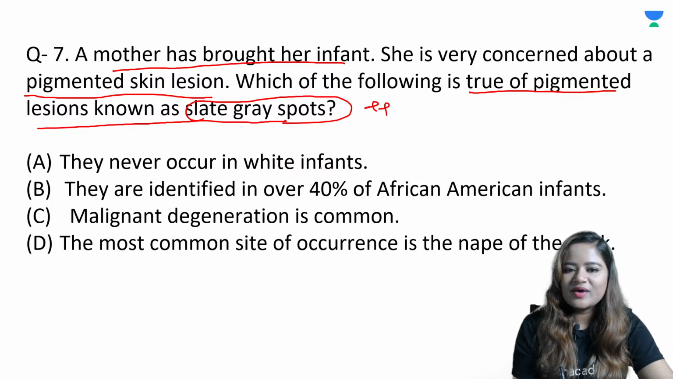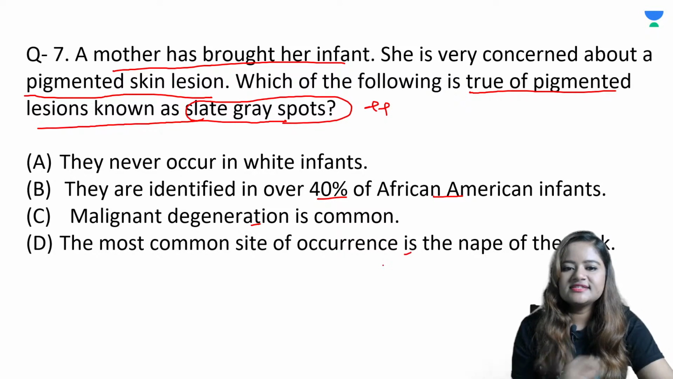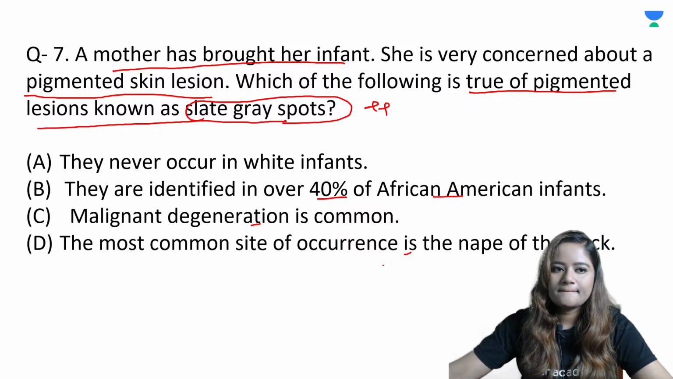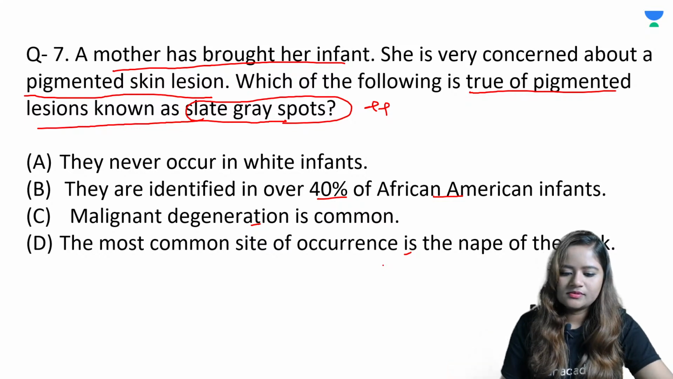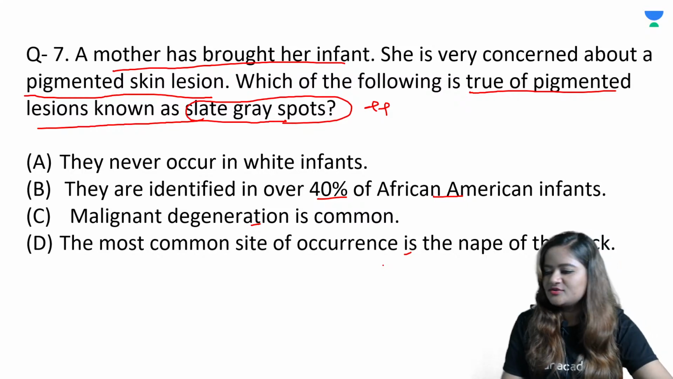They never occur in white infants. They are identified in over 40% of African American infants, meaning Asian and American both. Malignant degeneration is common. The most common site of occurrence is the nape of the neck. I just want anybody to guess the answer over here.